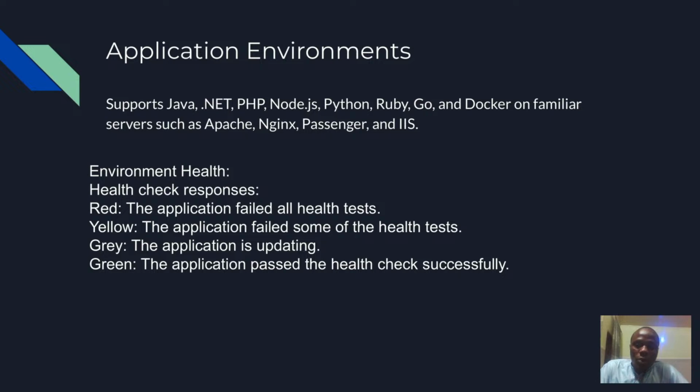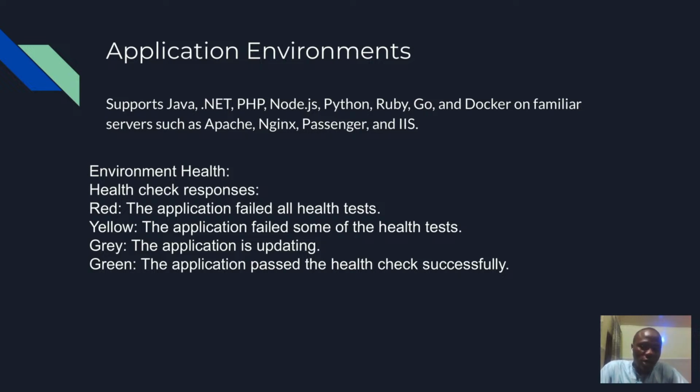Now, when you deploy your application to Elastic Beanstalk, you can have a visual view of what is happening. For example, this environment health status that I have on my slide tells you the health check responses. If on your dashboard you see something like red, it shows that the application failed. That is, at the deploying stage it failed.